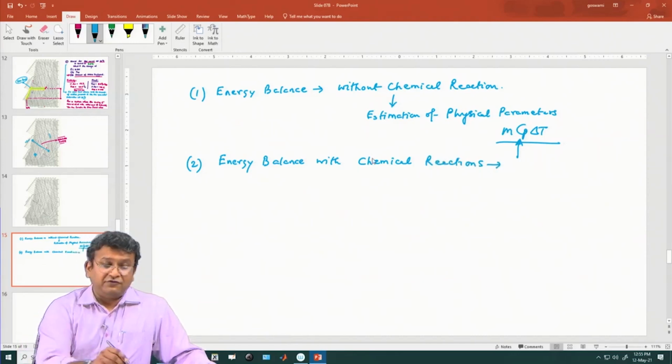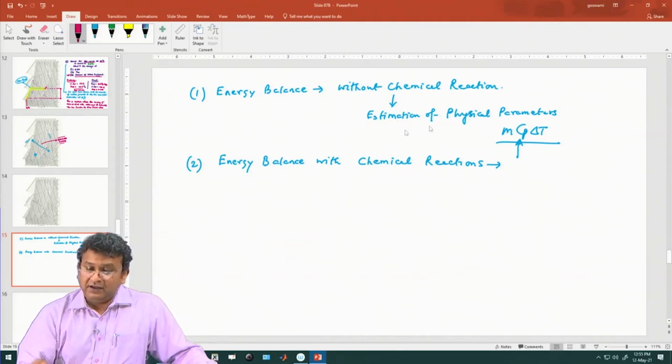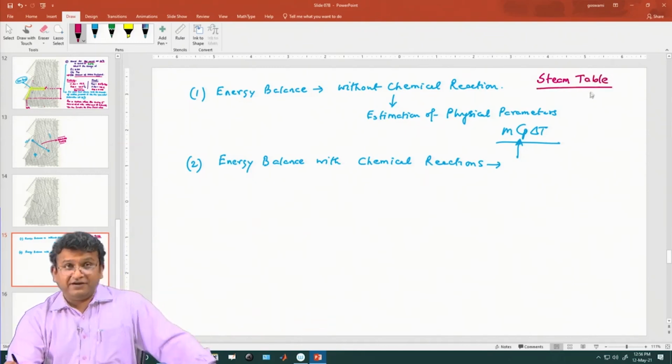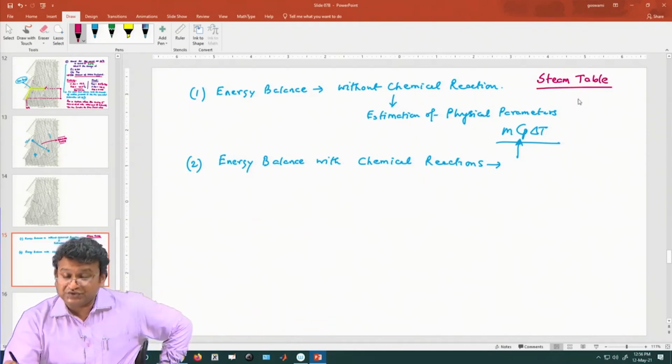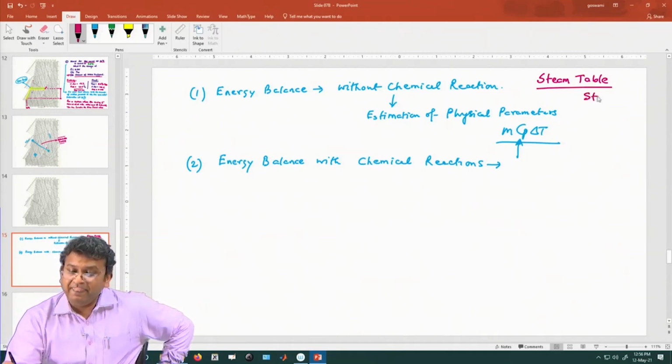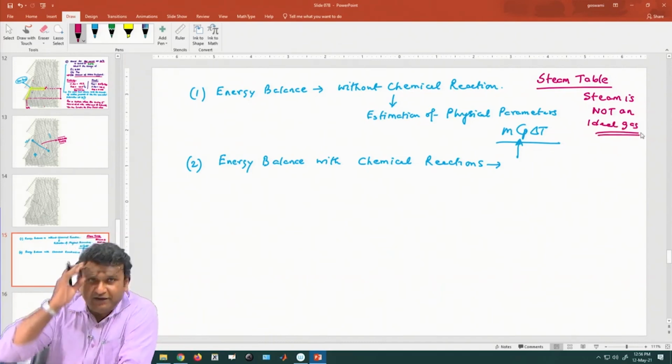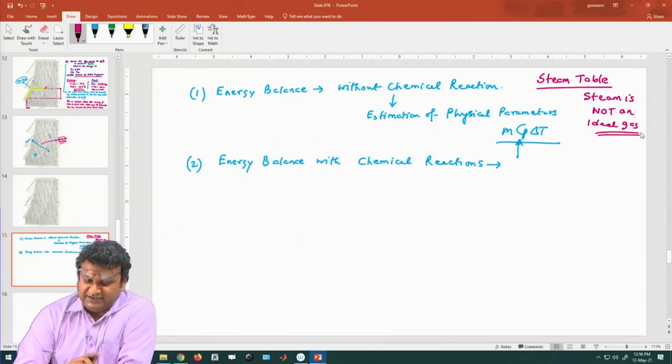And in handling energy balance without chemical reactions, you have probably learnt rather well how to handle the steam table. And please remember, as a last warning as I end this course today, that steam is not an ideal gas under any circumstances. So, please do not get tempted to use PV equal to nRT for steam, it is not an ideal gas.